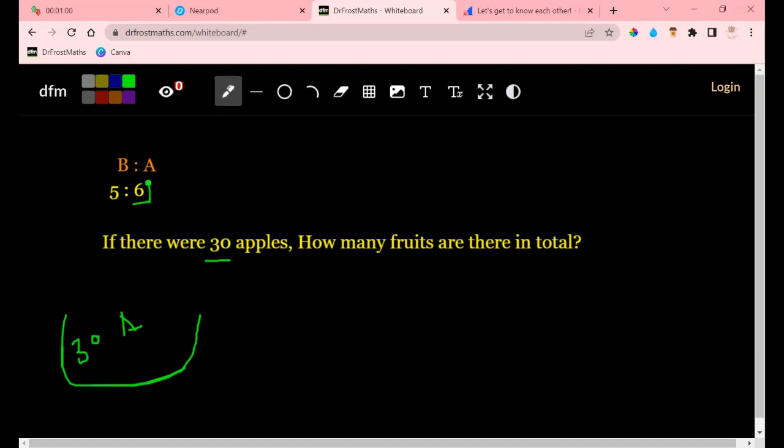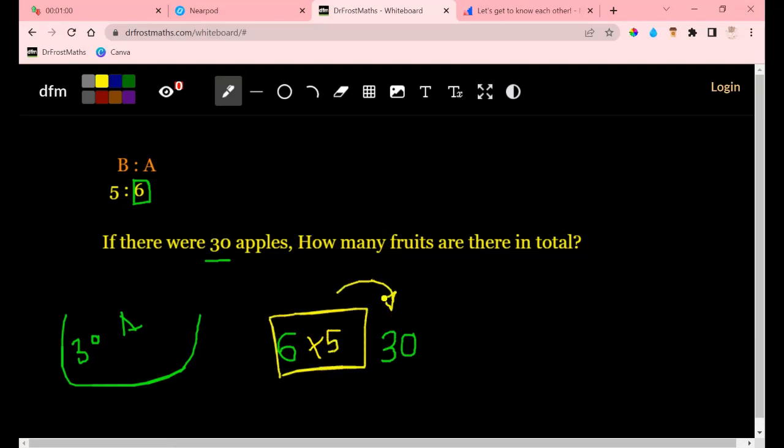So they are asking that there were 30 apples. So this is the ratio, but the ratio is not actually the actual amount. If there are 30 apples in a certain fruit basket, and the ratio is 5 to 6, how many fruits are there in total? The number of parts of apples is 6, but there are 30 apples. So we see that 6 multiplied by 5 gives 30. So if we multiply 5 by 5, the answer is 25. So we can say that there were 25 bananas.